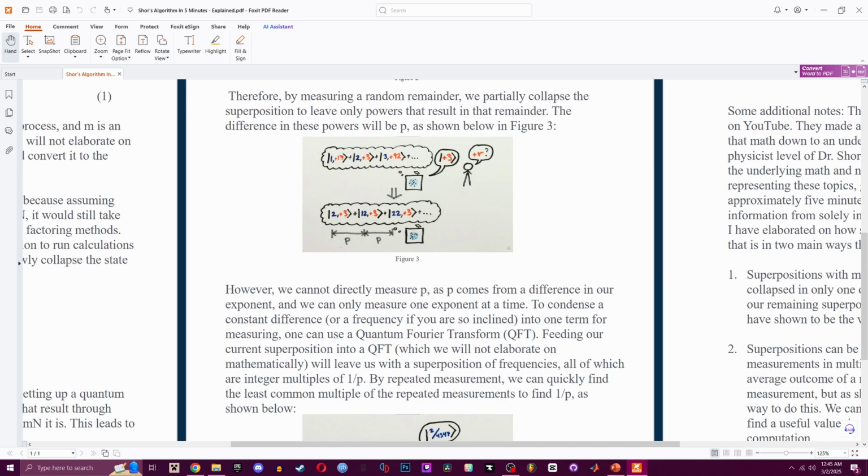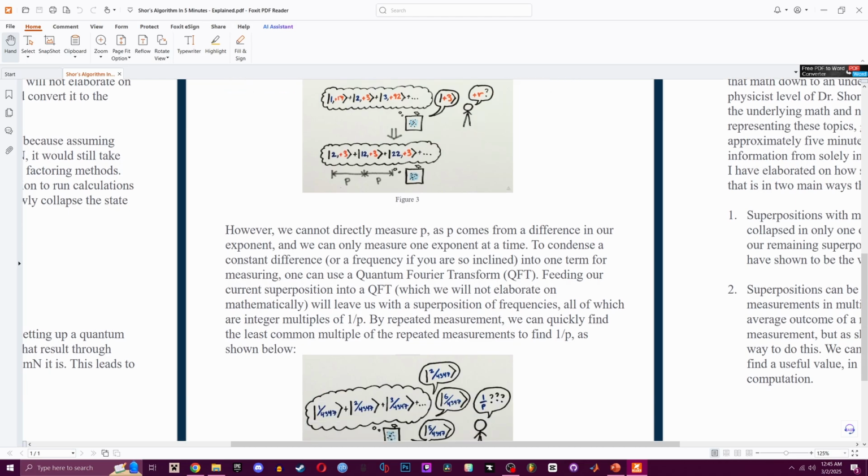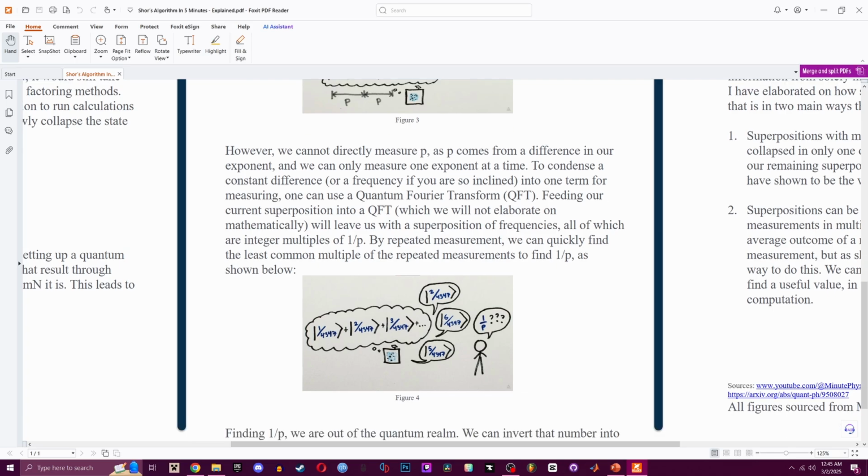So this isn't still very useful to us, but the trick here is when you have multiple things that have a period, or, if you want to get fancy with it, you call that a frequency. If you want to convert a bunch of terms that have a common frequency into just one term, one really good way to do that is the Fourier transform, and there is a quantum version of that. We're not going to get into the quantum Fourier transform because we've got 5 minutes, but we plug it in there and we get out a superposition of multiples of 1 over p. That is our frequency we're looking for, 1 over p.